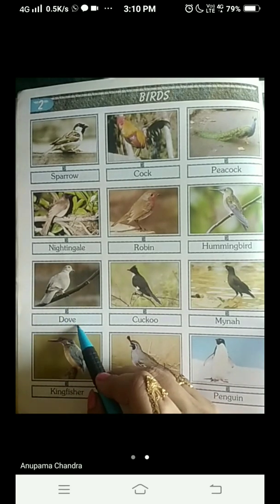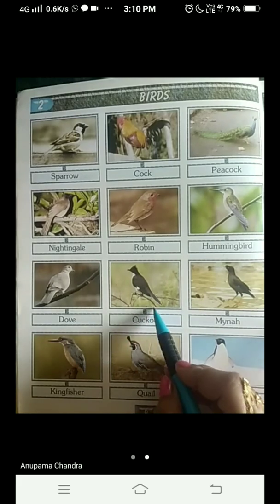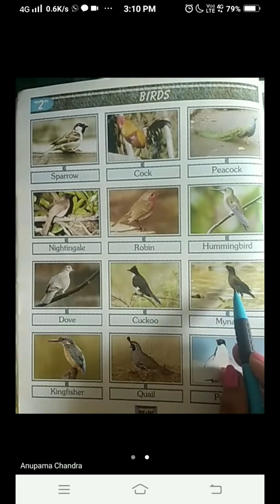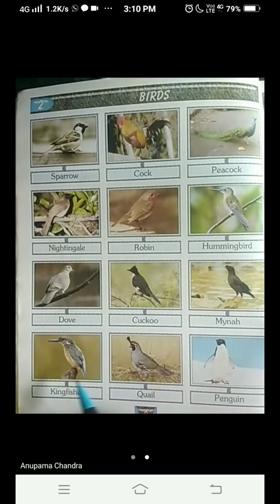Once again, dove, cuckoo, manna, kingfisher, quail, penguin. Come to the next page.